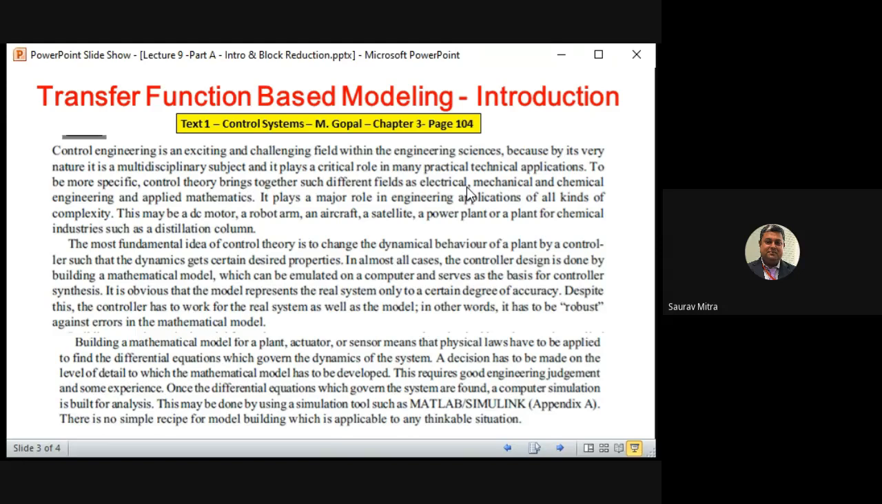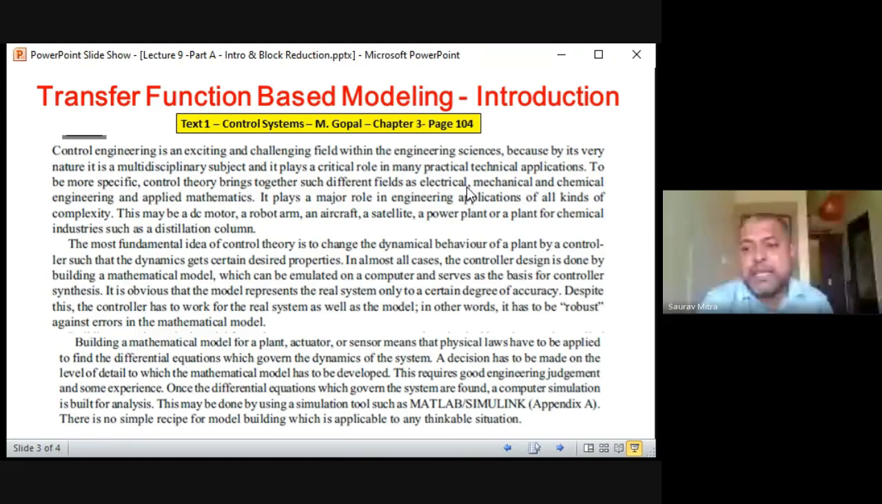So what they're saying is that building a mathematical model for a plant, actuator or sensor means that the physical laws have to be applied to find the differential equations which govern the dynamics of the system. We have to know how many energy storing elements there are in the system, because they cause the bigger dynamics. The capacitor and inductor you found in an RLC circuit change in a different manner, and their properties are different. Which and how many energy storing elements are there in the system comes to us very easily if we are able to find what is called the system model.